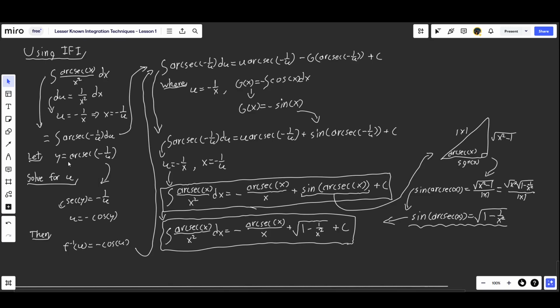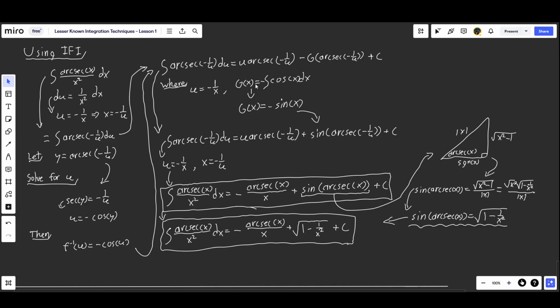The inverse of arcsecant of negative 1 over u is actually quite simple. It's just negative cosine of u. And now that we know the inverse of the integrand of this indefinite integral, we can rewrite it using the indefinite form of inverse function integration as being equal to u times arcsecant of negative 1 over u minus g of arcsecant of negative 1 over u plus the constant of integration c.